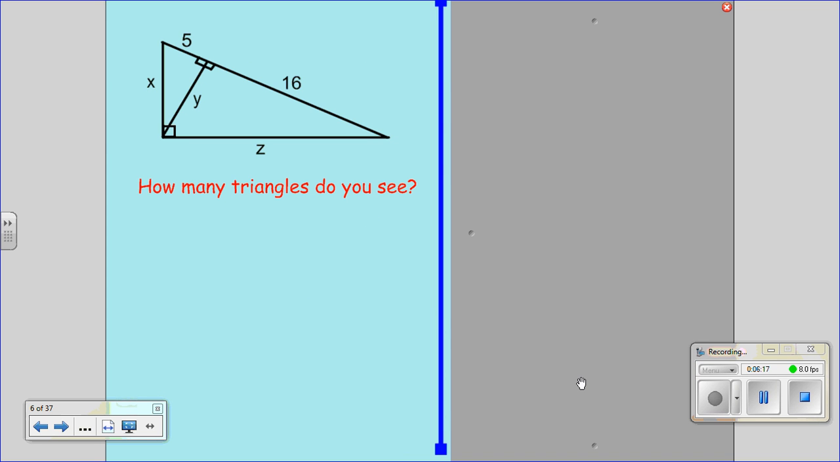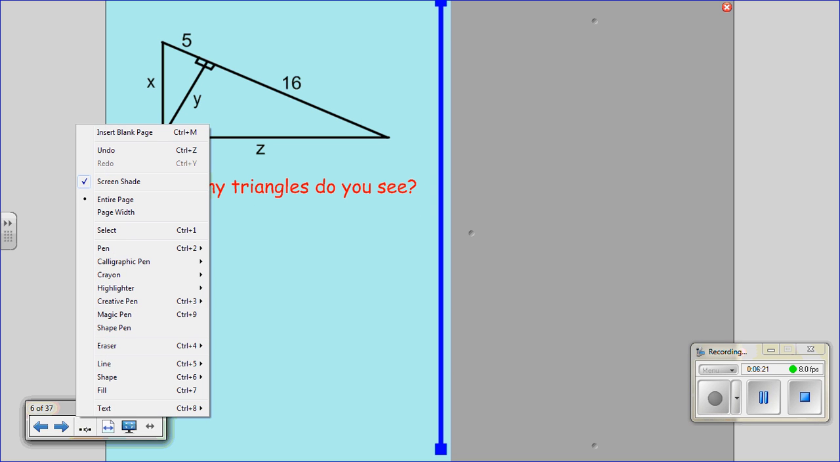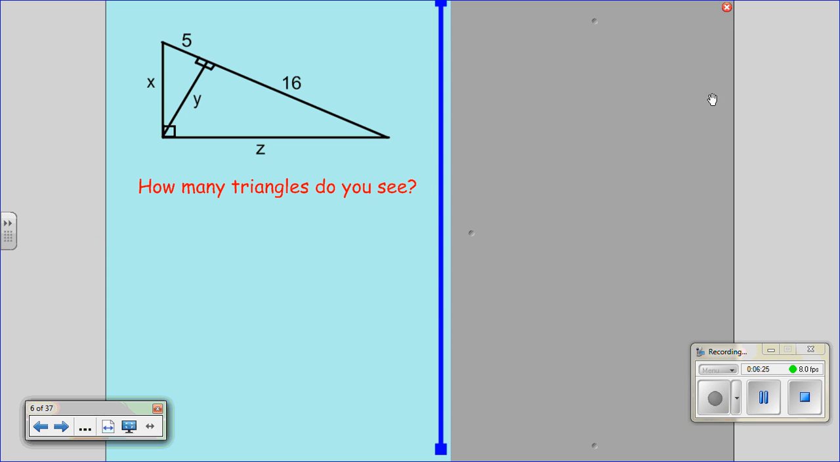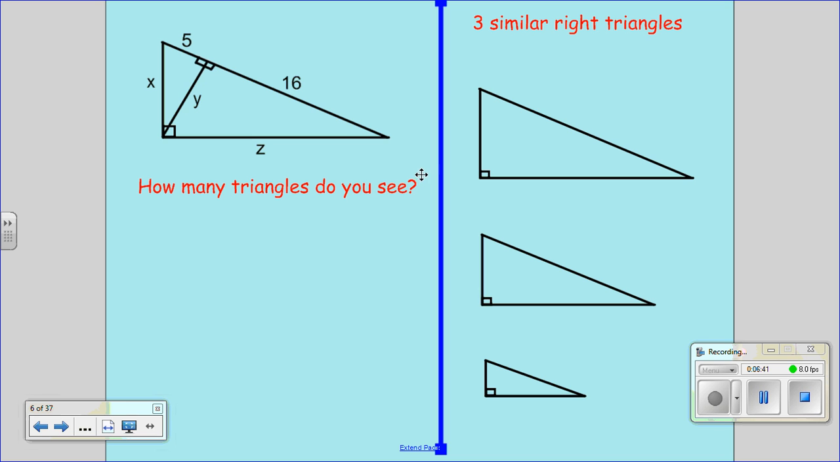How many triangles do you see in this picture? If you guessed correctly, you should have said 3. There are 3 triangles. You have a small one to the left, a larger one to the right, and a much larger one that is joining those 2 smaller ones together. So in this one picture, you have 3 similar triangles.